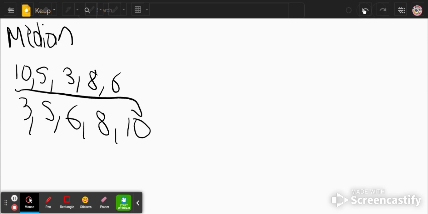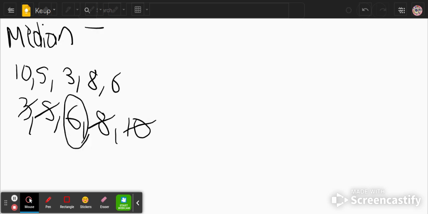Now to find the median, we're going to use a crossing out method until we reach a middle number. To do this, you first cross out the first number along with the last number, then the second number along with the second to last number. If you realize, we're left with our middle number, and that is 6. So therefore, the median is equal to 6.